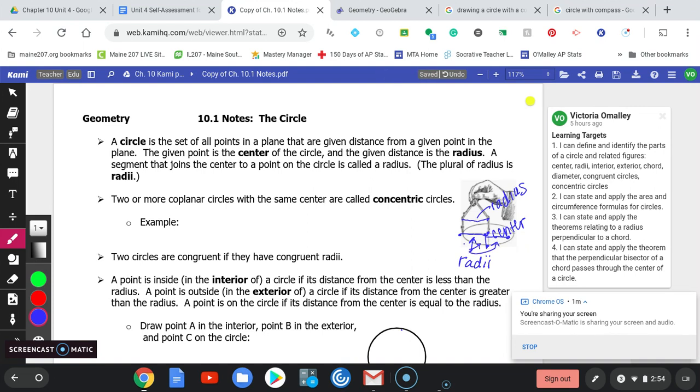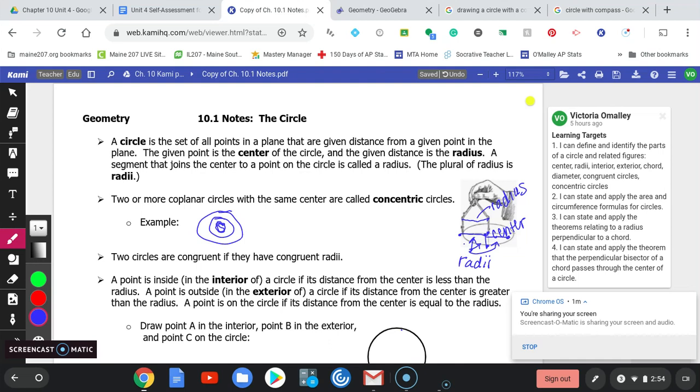Now, our next definition is concentric circles, and concentric circles are two or more coplanar circles with the same center. So you guys are used to seeing those in a bullseye, right? Because these circles, if I had drawn them as actual circles, would have the same centers.